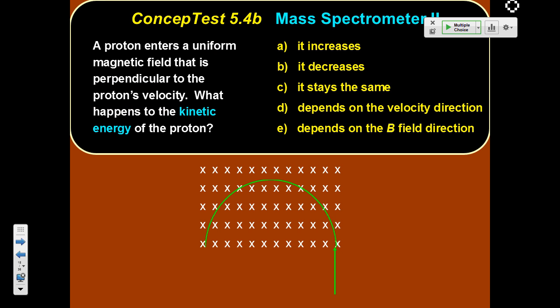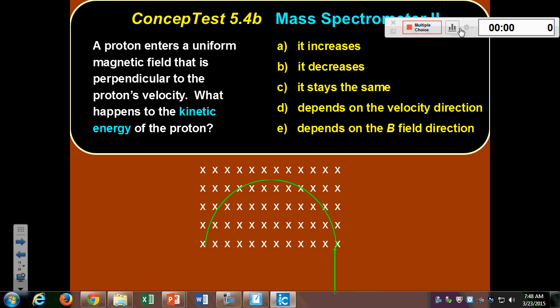We'll get into this some more. All right. What happens in this mass spectrometer? What happens to the kinetic energy of this proton as it travels through this magnetic field? Think back to centripetal forces and what they do to the energy.